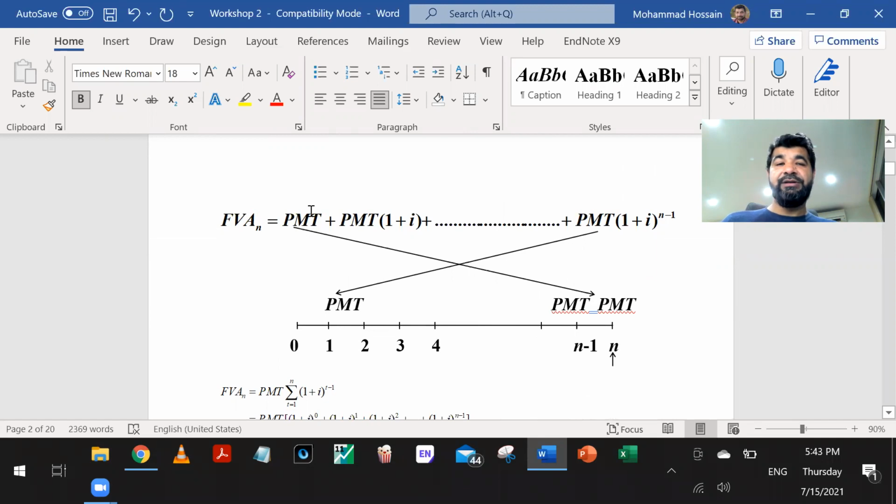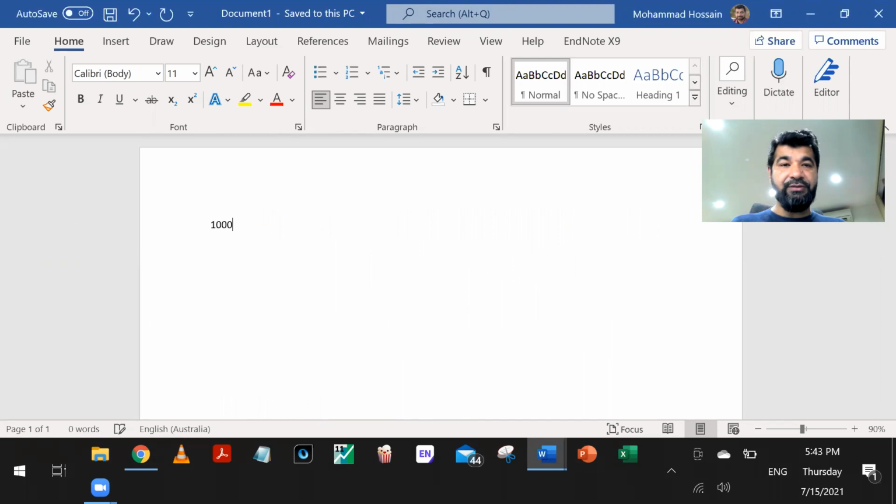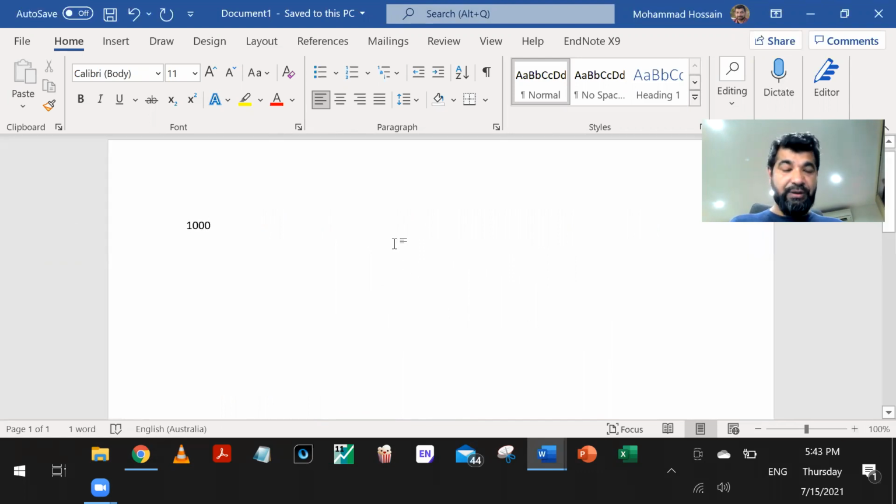Okay. So look, future value of an annuity will be equal to payment plus, you see, payment into 1 plus I. That's a very interesting thing to notice. Payment into 1 plus I. Let me show you in a better way. Let's say your payment is $1,000. You multiply it by 1 plus I, which is your interest rate. Let's say the interest rate is 8%.